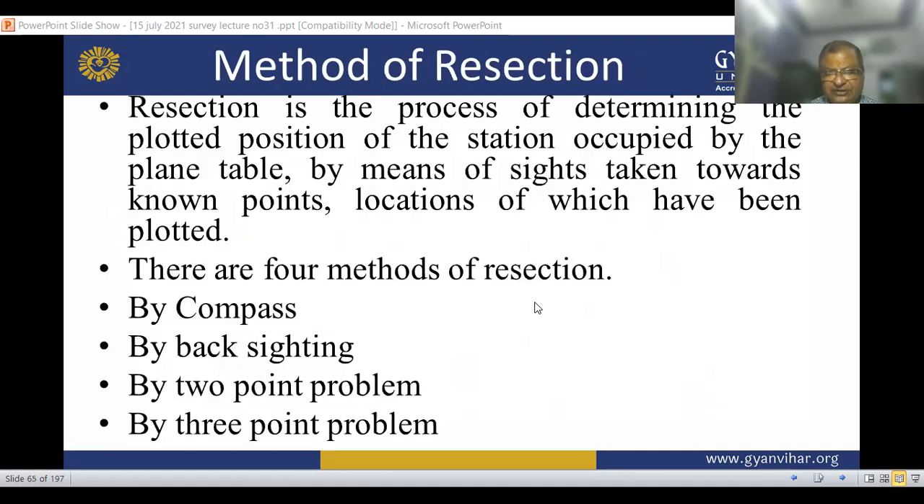This is a method of traversing, a method of resection. Resection is the process of determining the plotted position of the station occupied by the plane table by means of a single ray taken towards a known point, the location of which has been plotted. There are four methods of resection: by compass, by back sighting, by 2-point problem, and by 3-point problem.